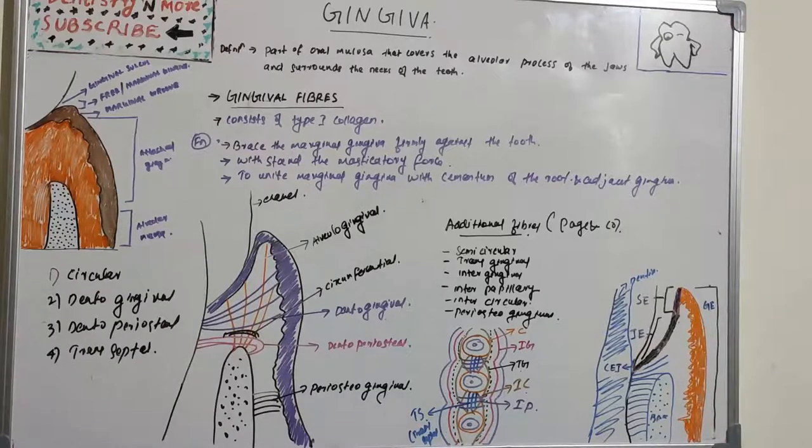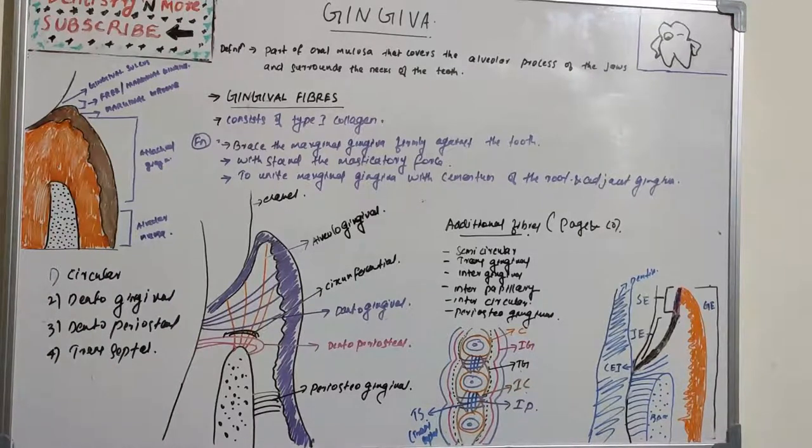The functions are to brace the marginal gingiva firmly against the tooth and to provide the rigidity necessary to withstand the masticatory force without being deflected away from the tooth surface, so bearing the masticatory force. And to unite the free marginal gingiva with the cementum of the root and adjacent gingiva. So these are the functions of gingival fibers.